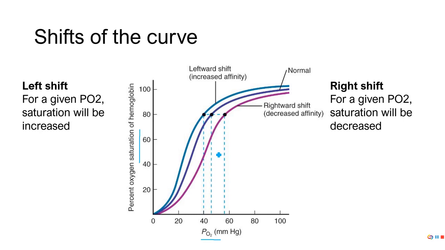Okay, and this is affected by temperature, acidity, and carbon dioxide. If I increase any of those variables, that will cause a right shift. If I decrease any of those variables, it will cause a left shift. And we'll get into that a little bit more in a couple weeks.